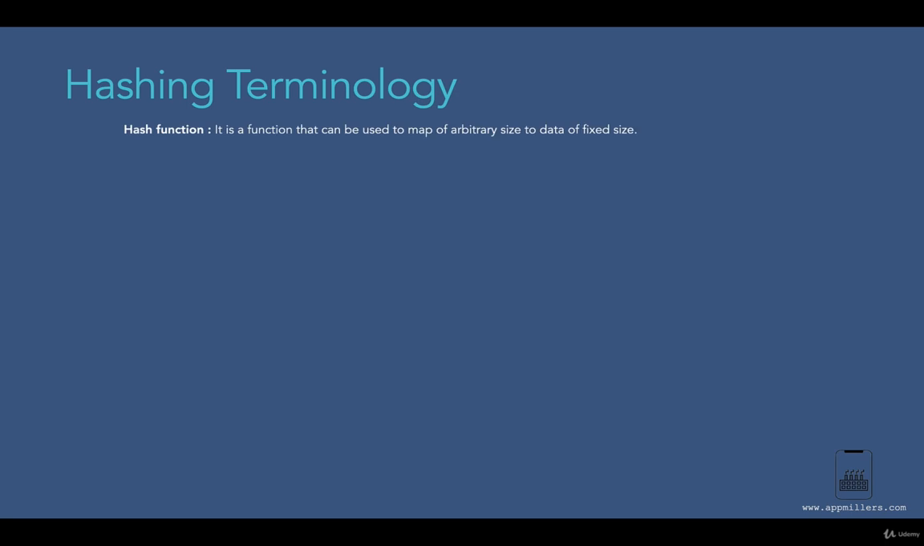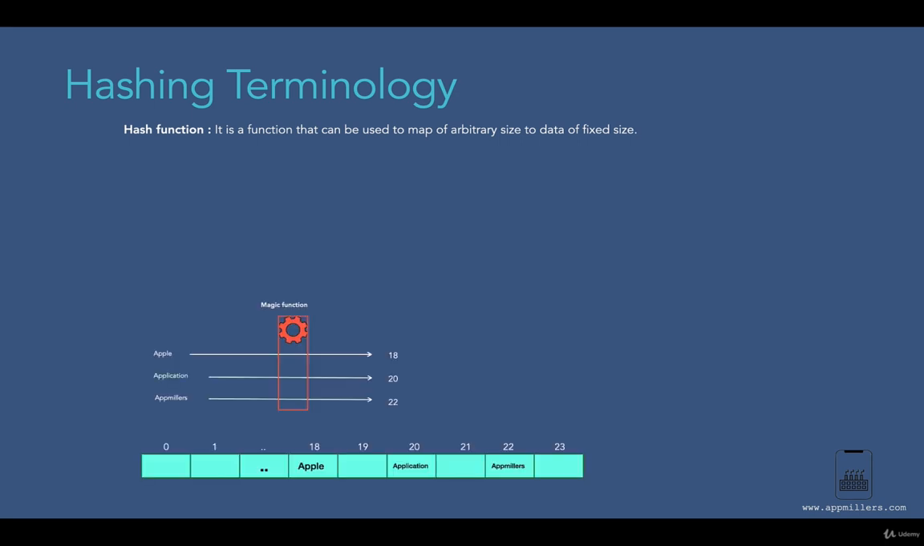By definition, it's a function that can be used to map data of arbitrary size to data of fixed size. As you remember in the previous lecture, we used a magic function to convert strings to some numbers to store them in the array based on the cell index. The magic function that we used to insert these strings into this array is called a hash function. If we apply this hash function on a given string, it will convert it to a number and we will use this number to insert the string into this array.